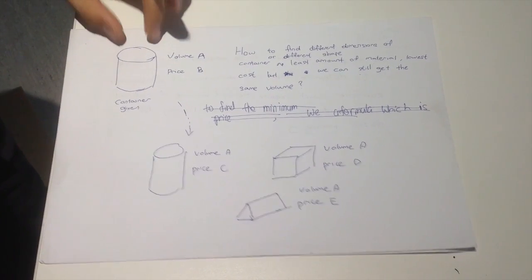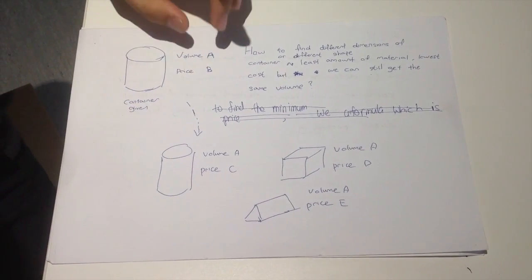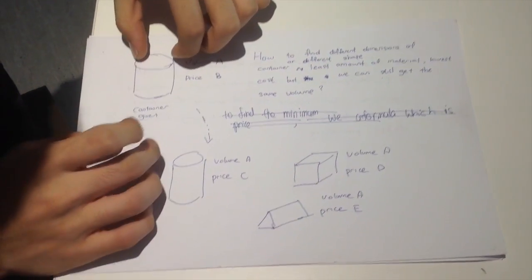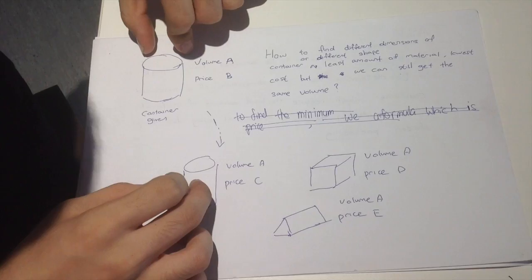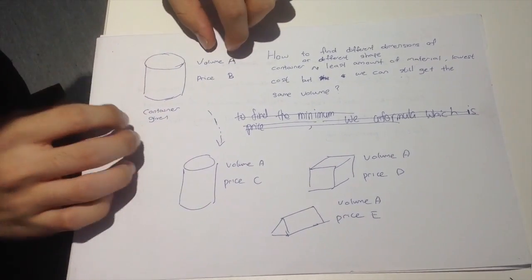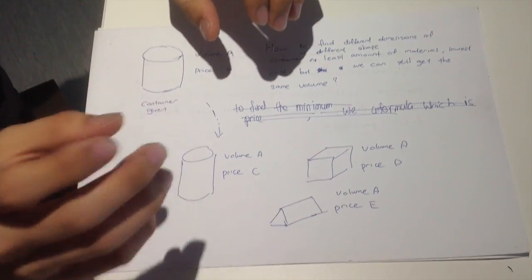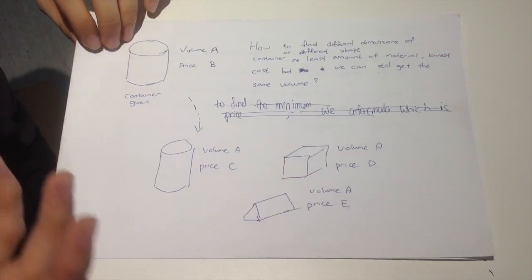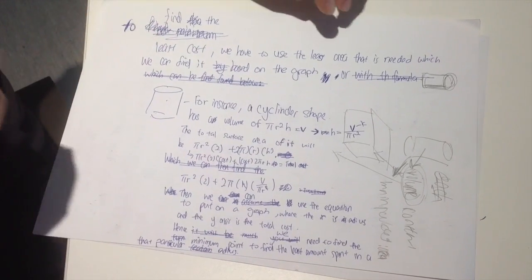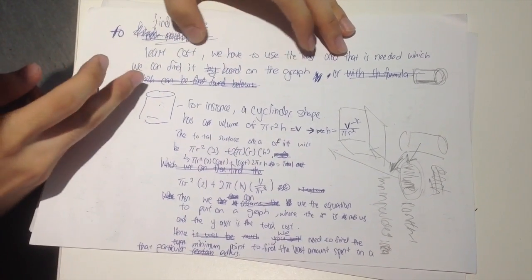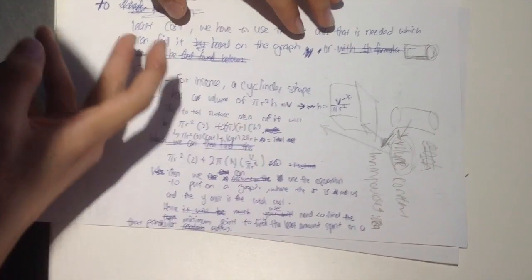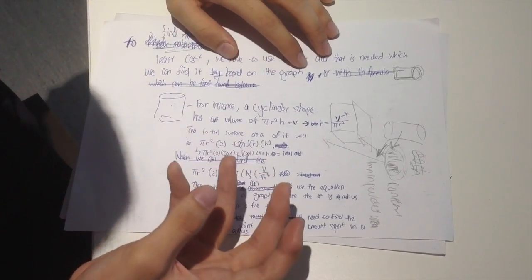We were given a cylinder which has volume A. As you all know, every cylinder may have the same volume but different surface area, which means the heights may vary. As the height and the surface area vary, the price will also be different. So today our objective is to find the lowest cost. We have to use the least area that is needed, which we can find based on the graph.